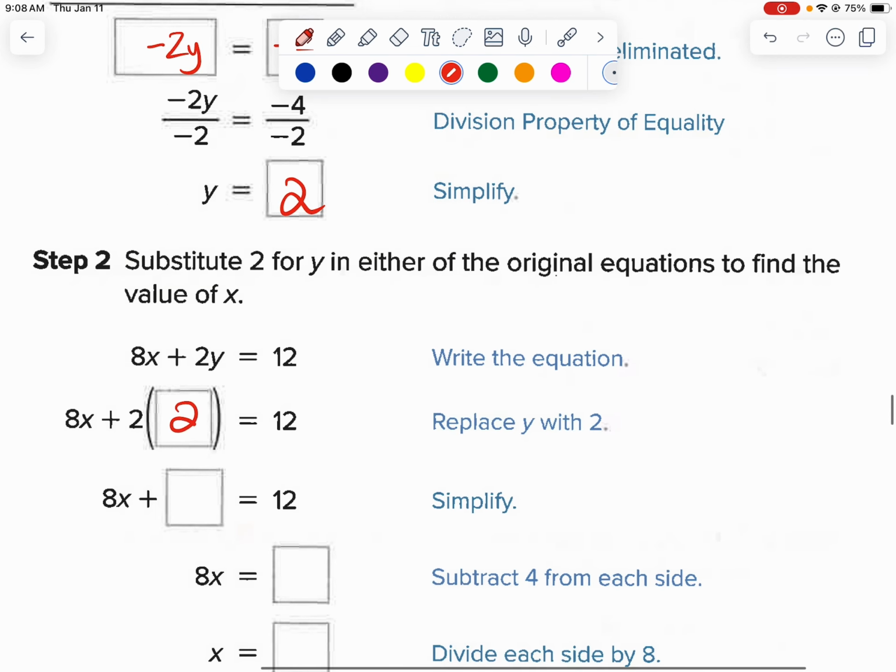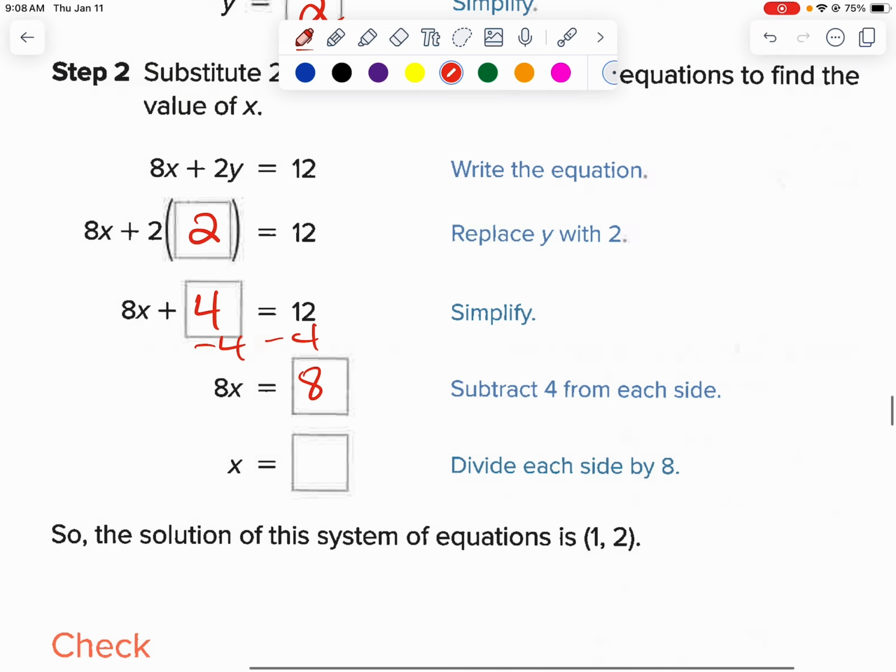Plug it back in. Subtract 4. Get 8. And my answer is 1, 2.